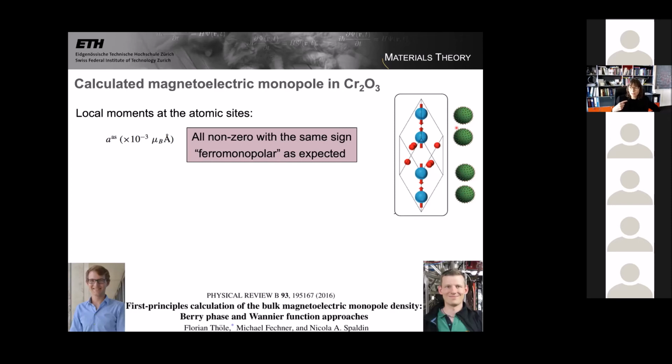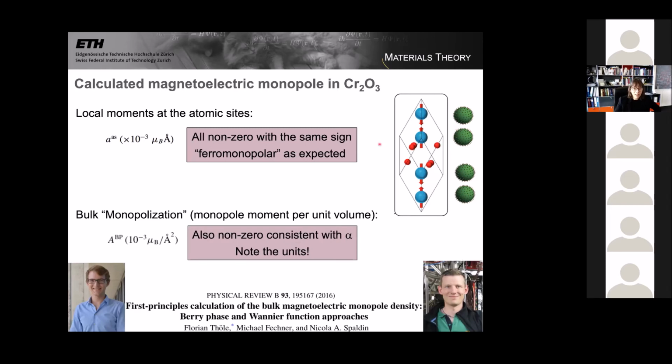We can also define a magnetoelectric multipole per unit volume, the same way as we define the magnetization to be the magnetic dipole per unit volume. And for the case of this monopole, it would then be called a monopolization. It's a monopole moment per unit volume by analogy with the magnetization or the electric polarization. And we can calculate that with the usual kind of Berry phase theory that we use for calculating electric polarization. And this is also non-zero, consistent with the magnetoelectric response.